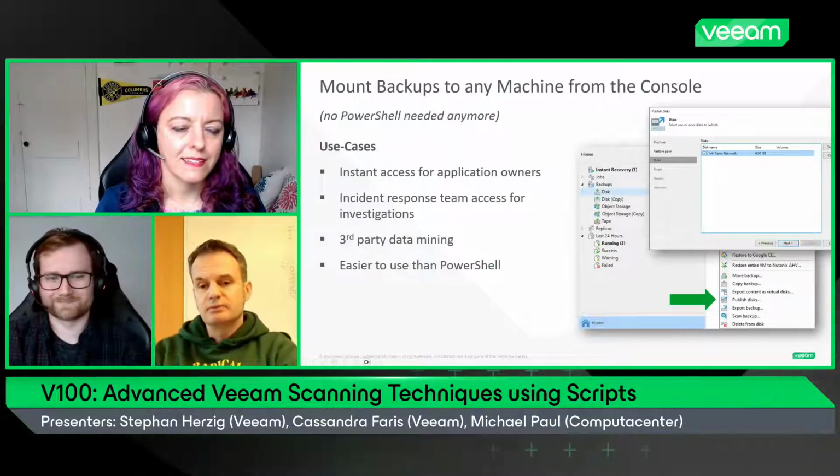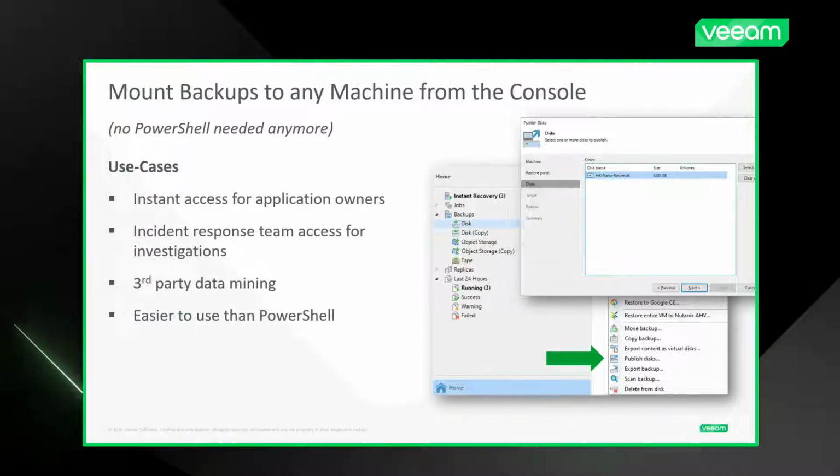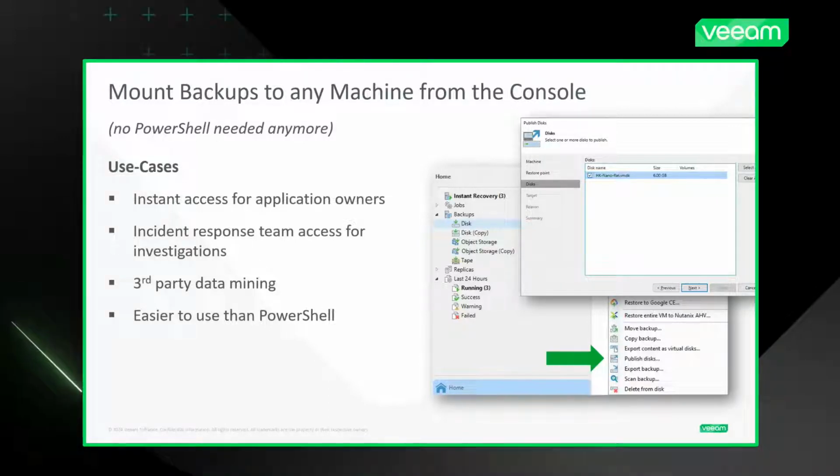And, well, good news for the UI guys. It's also now available in the Veeam Management Console from 12.1. It's called Publish Disks, as you can see on the screen. And here you would select which restore point, which disk, and which target host where you want to present that backup. Is it easier to use than PowerShell?